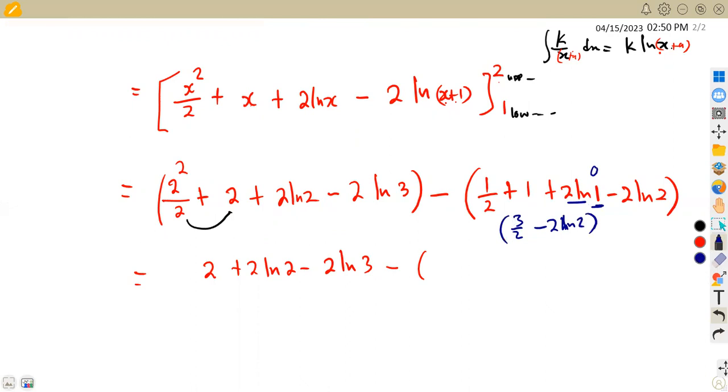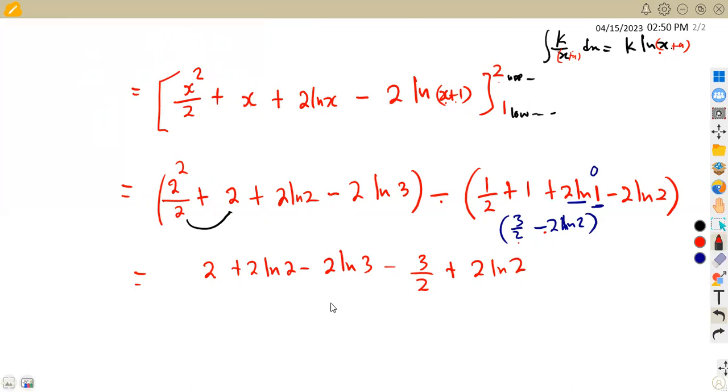All right, so let me just remove this bracket. Let's expand with the negative outside. So it's minus times 3 over 2, which is minus 3 over 2, minus times minus 2, that's a plus 2 ln 2 in this case. All right, so this is going to give us a plus 2. We are given a negative in this case. So if you are to expand with this negative that is outside, it is going to give us a positive.